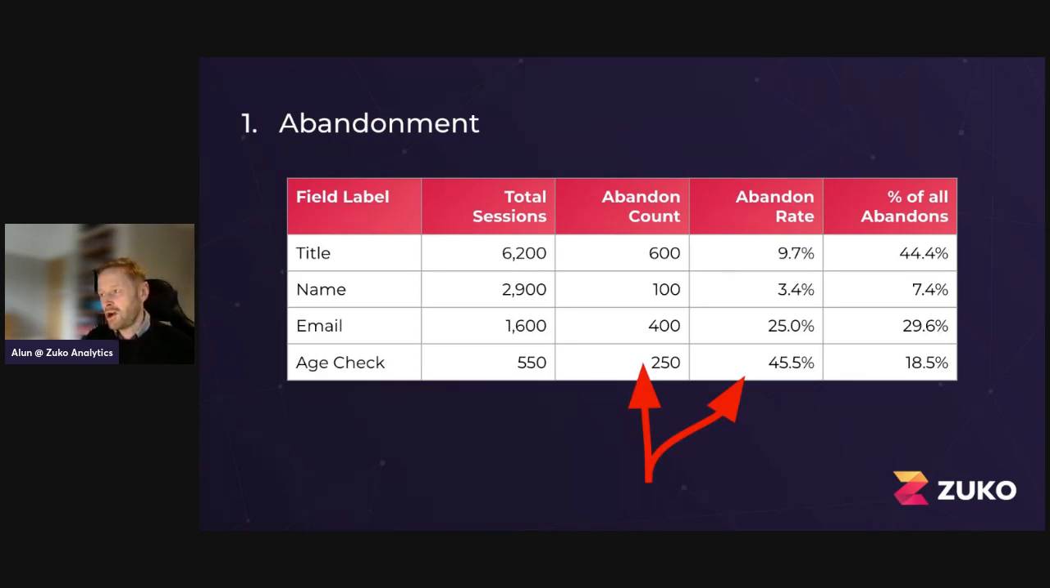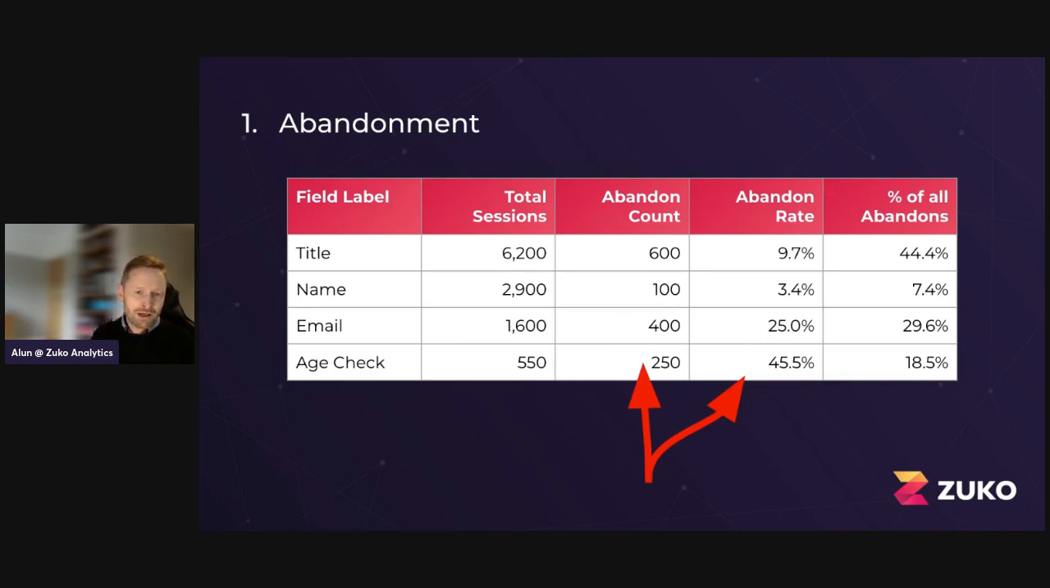And so in our example here, we've got the age check field. We can see the total abandonment count is 250, so it's less than half of the title field. However, the abandonment rate is high, so 45% of people who interact with that field drop off on it. So you want to have a look at this in terms of propensity as well as sheer volume. And we also see that with the email field here as well, which has a higher abandonment rate than title.